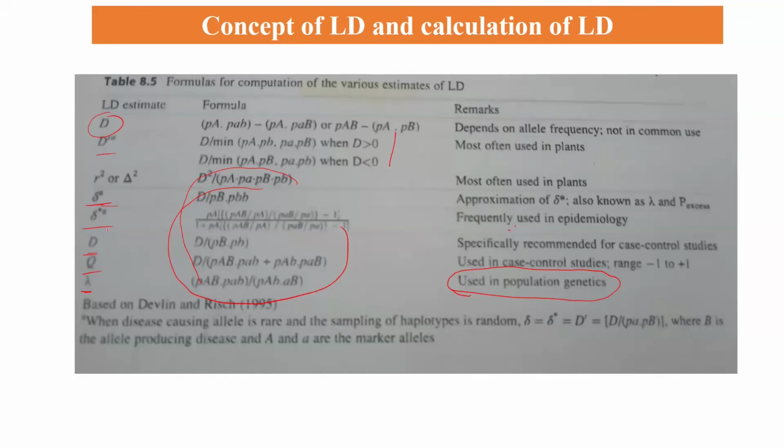For example, delta is generally used for epidemiology analysis, and lambda is used for population genetic analysis. In case control studies, this q is used. And most important, in plants we generally use the r square value.